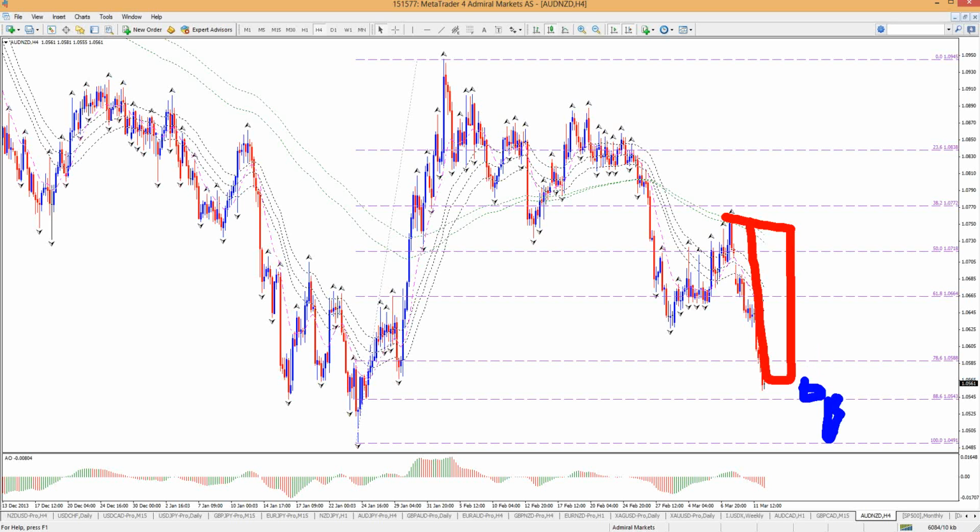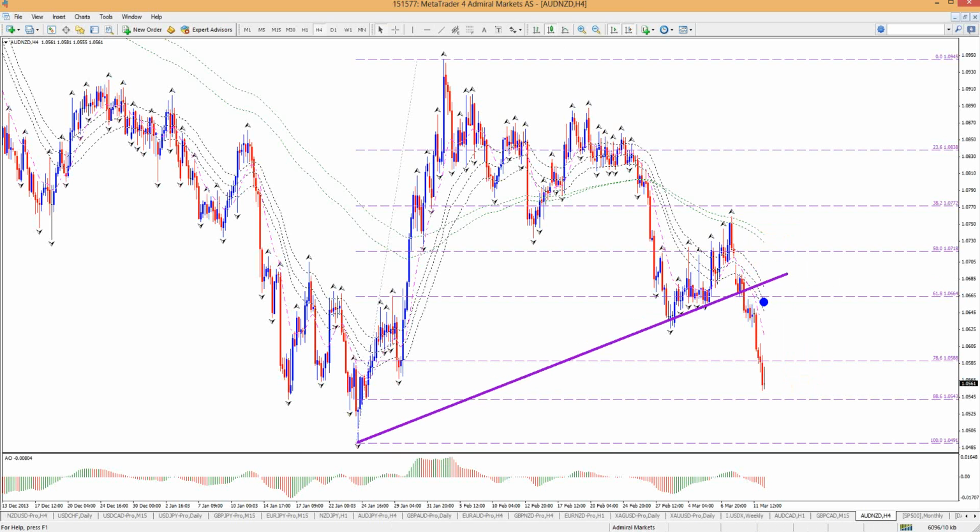So I'm not too interested at the moment in this New Zealand. The break, for instance, of this trend line and trading it down from here down to the 786 fib did make sense. Or maybe an extension to 886.